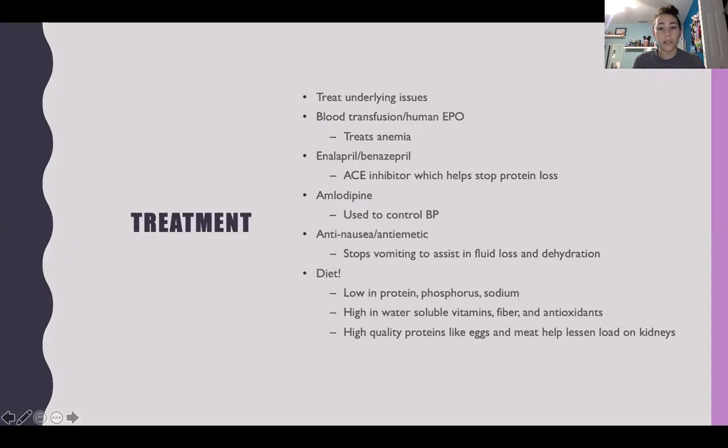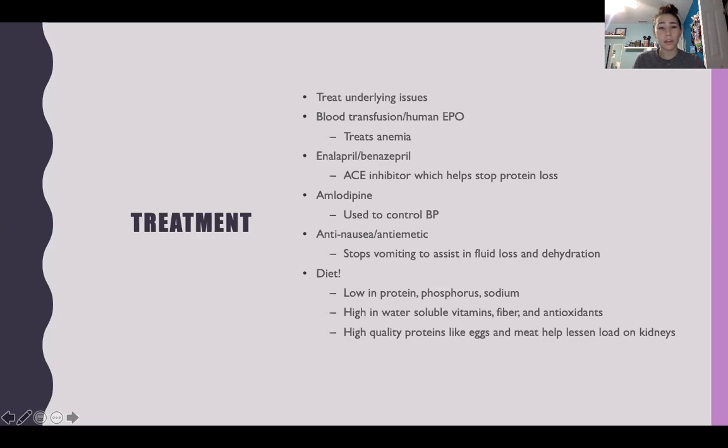So for treatment, obviously treat underlying issues. You might need to do a blood transfusion or give a dose of human EPO to treat an anemia. Enalapril and benazepril are both ACE inhibitor drugs, which can help stop protein loss. Amlodipine can be used to control blood pressure. And then if the patient is vomiting or nauseous, you can use anti-nausea drugs and antiemetics.